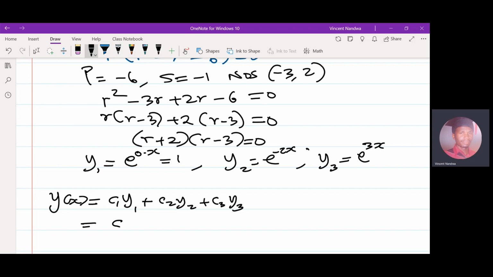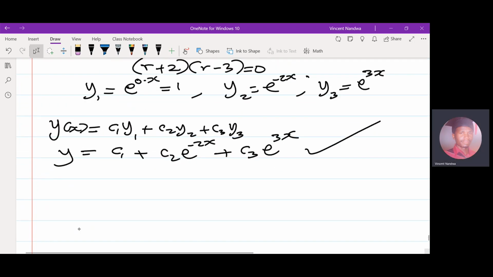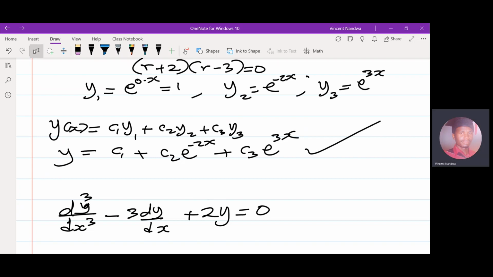So which means we'll have c1 plus c2 e raised power minus 2x plus c3 e raised power 3x as our final answer. Can you dare this? If you get this one correct, then we stop. If you get the solution to this equation correctly, then we can stop at that point.